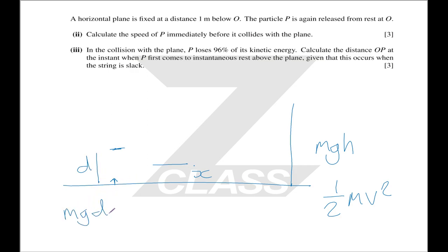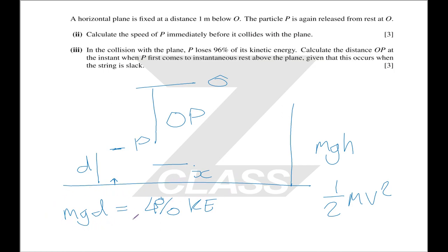So mgd is going to equal our 4% KE. And then 1 meter minus d, because up here is O, and this is now our particle P, 1 meter minus d is this distance that we are looking for, OP. Because we're always doing this in terms of distances from our starting point, right? It's easier to work out the distance up that we've gone since we started with some amount of kinetic energy, because that's a nice conversion to make. But then we need to convert it into our distance the other way.